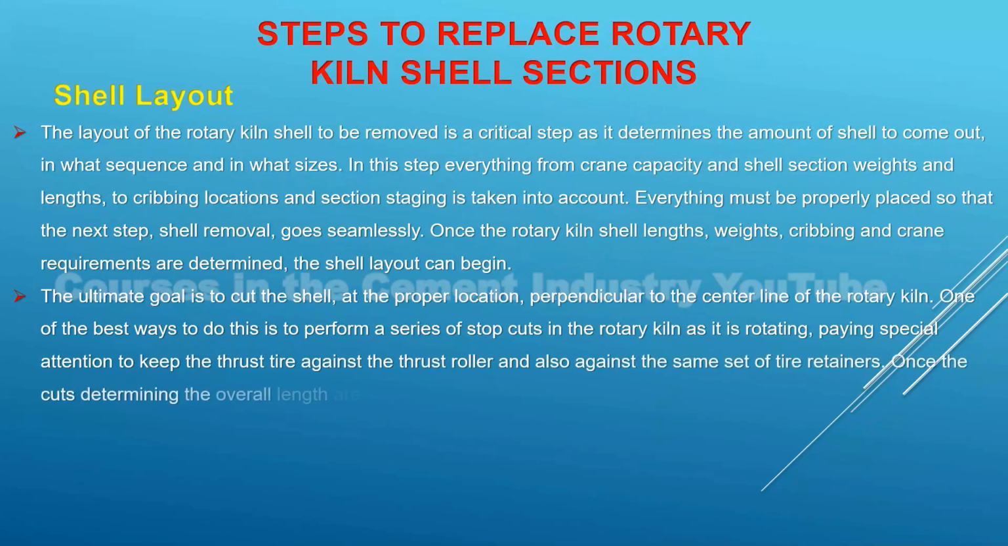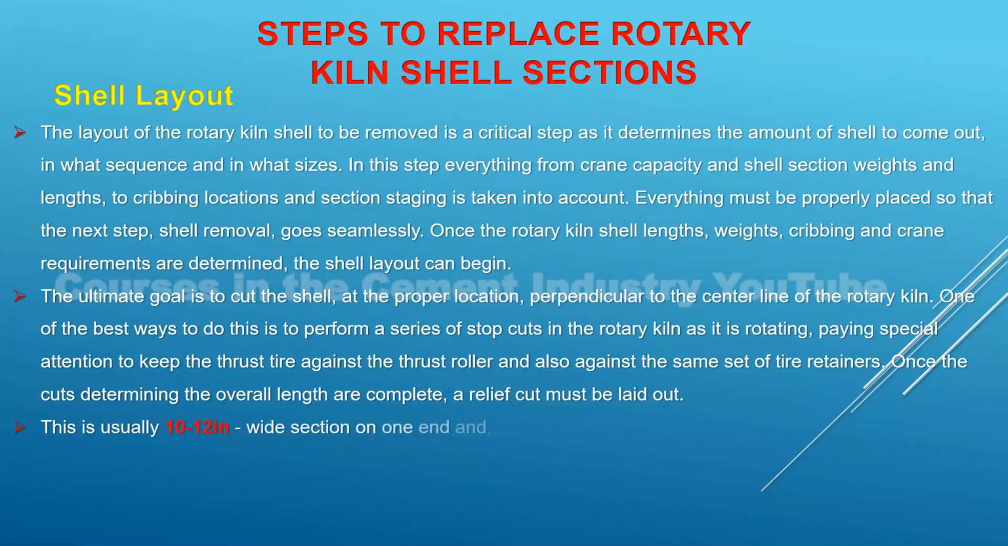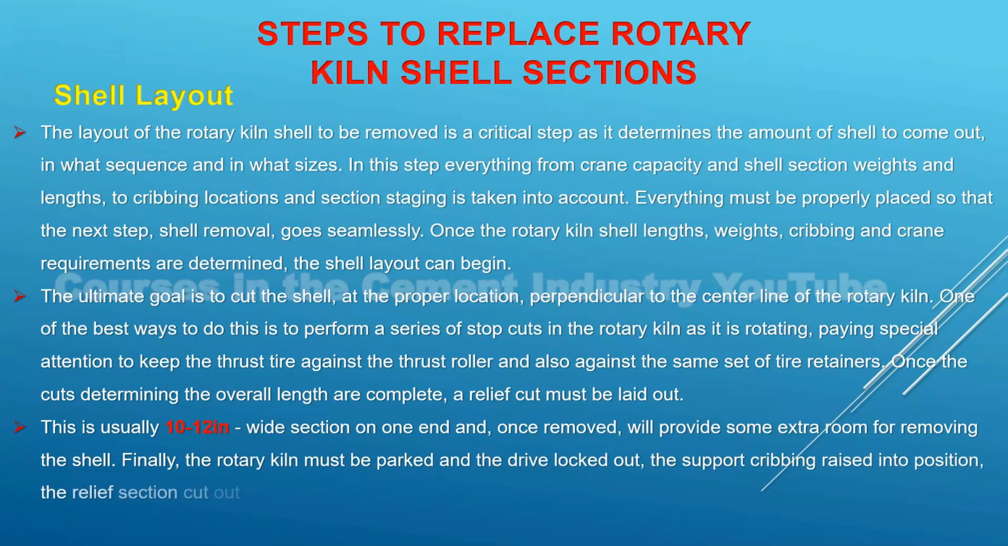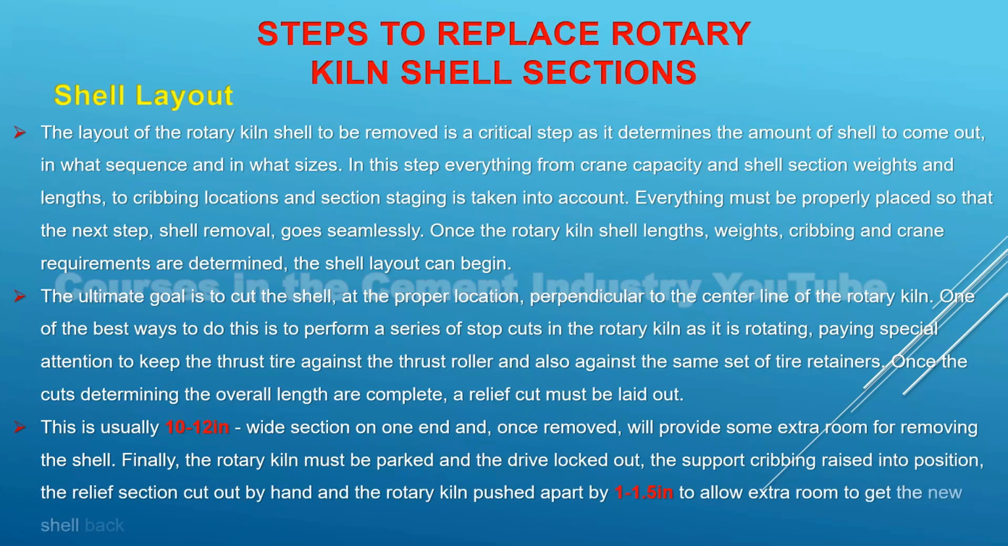Once the cuts determining the overall length are complete, a relief cut must be laid out. This is usually a 10 to 12 inch wide section on one end, and once removed, will provide some extra room for removing the shell. Finally, the rotary kiln must be parked and the drive locked out, the support cribbing raised into position, the relief section cut out by hand, and the rotary kiln pushed apart by 1 to 1.5 inch to allow extra room to get the new shell back in.